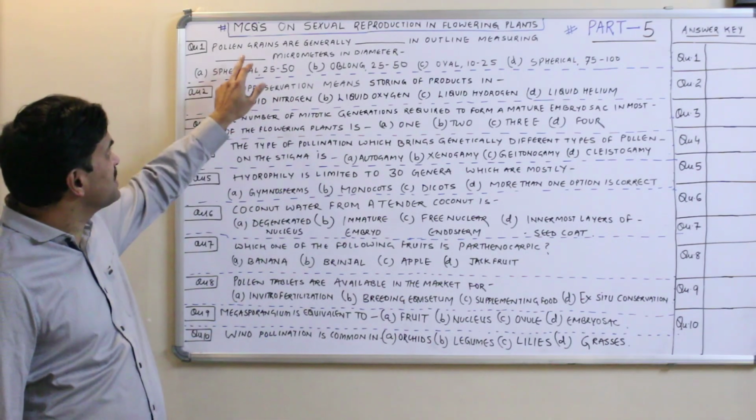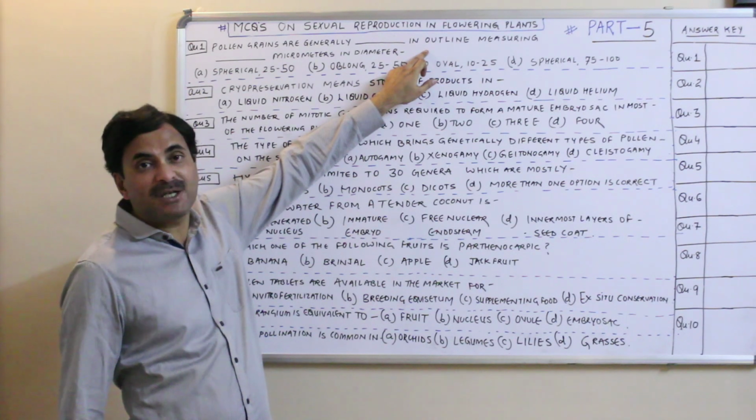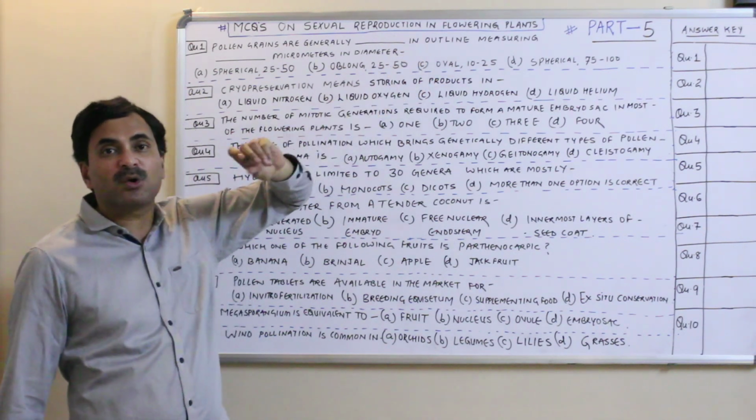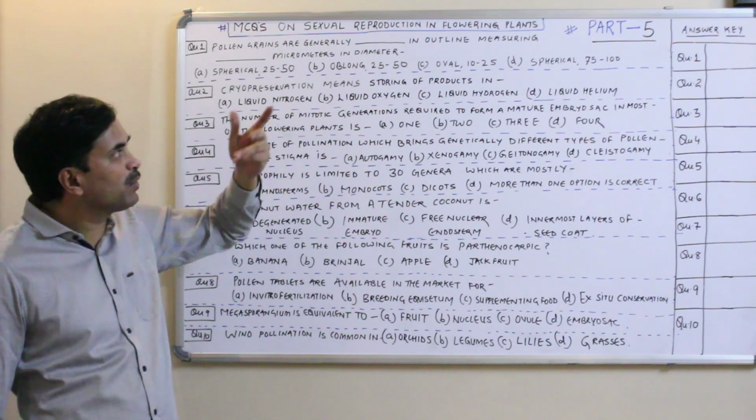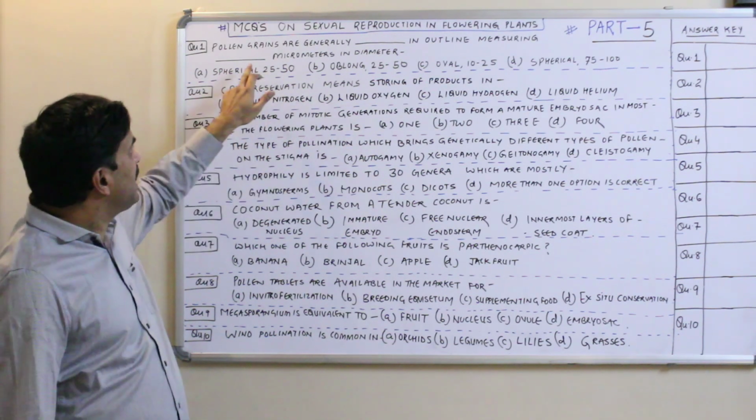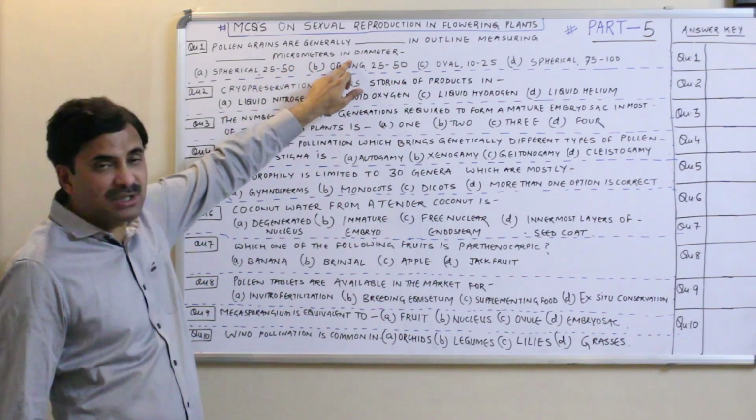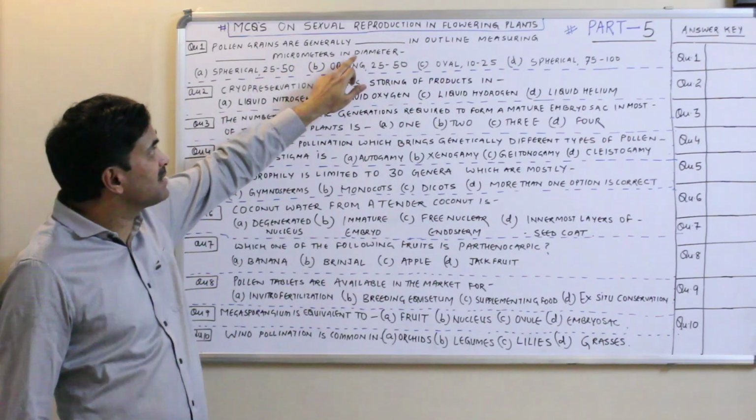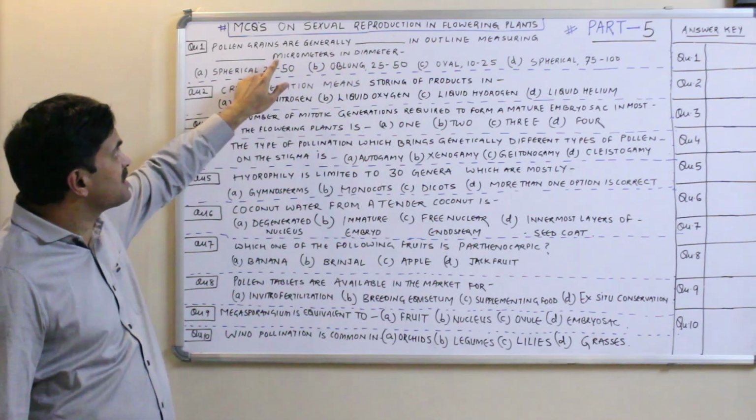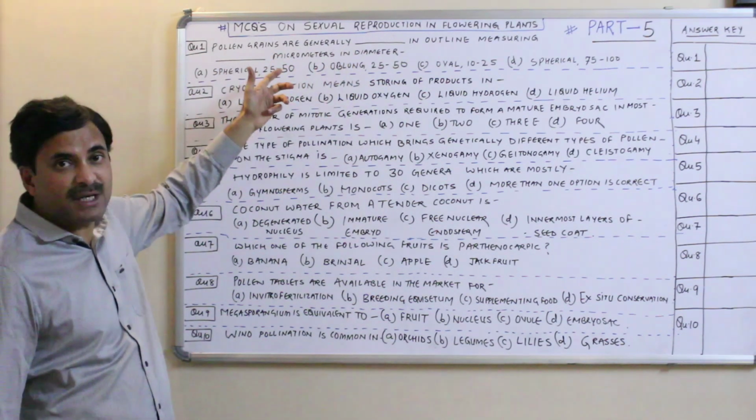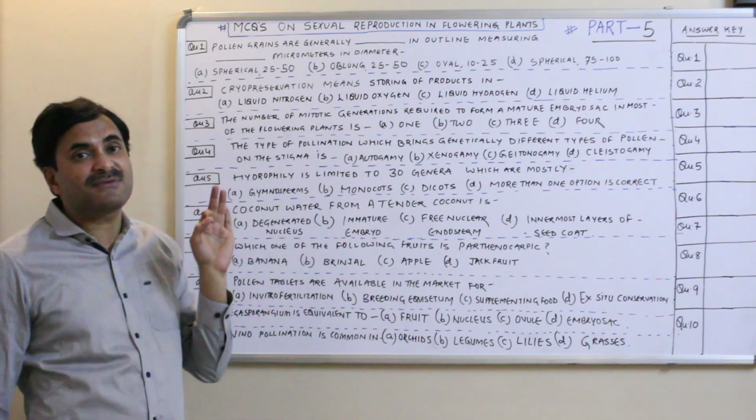The very first question is, pollen grains are generally dash in outline and measuring dash in diameter in micrometers. The question wants to ask whether they are oval, spherical, or oblong, as well as the size of the pollen grain. So we must know that pollen grains are spherical.